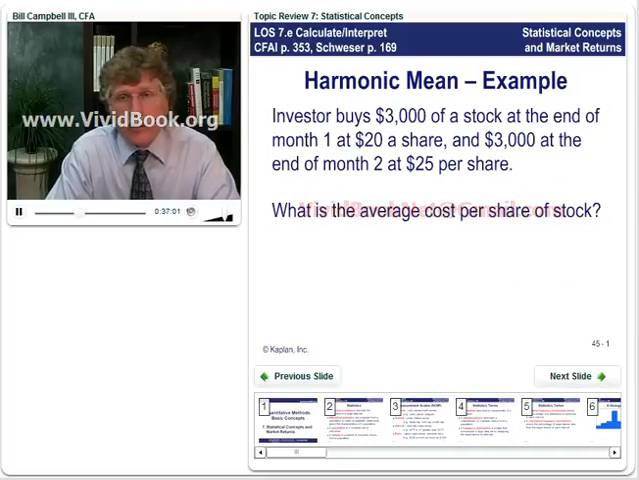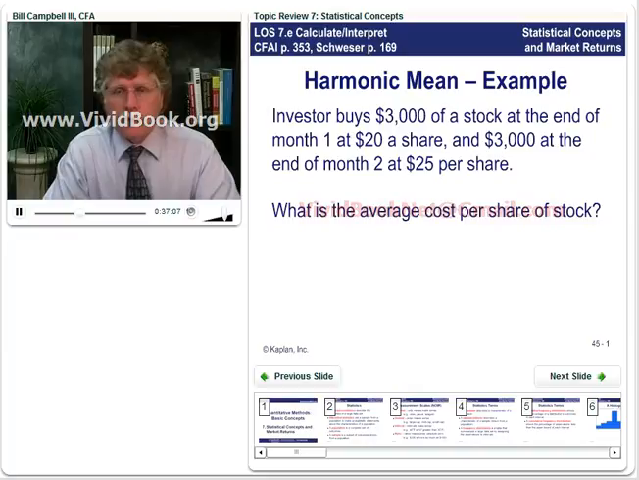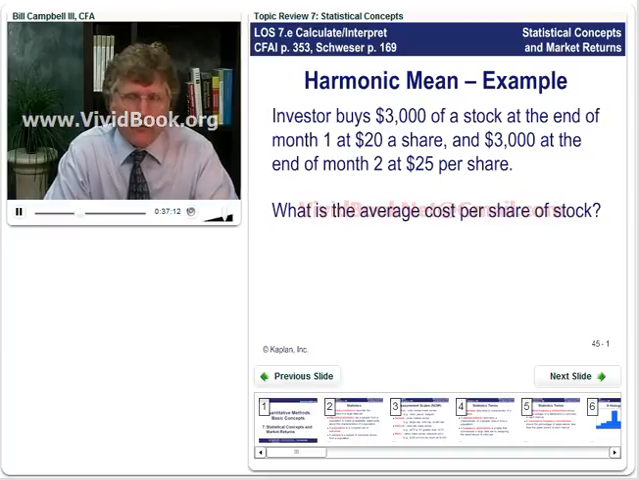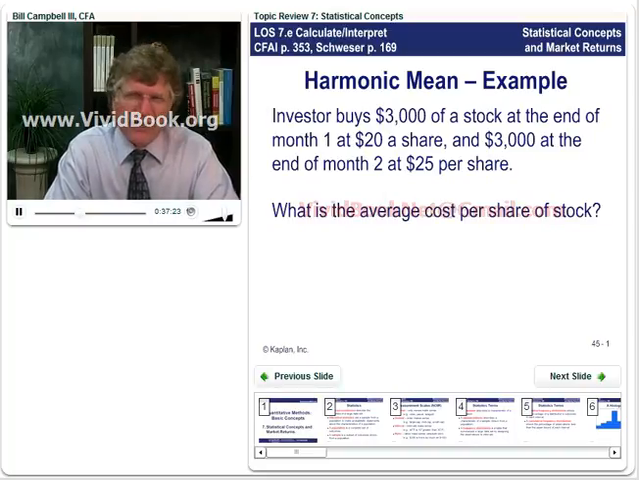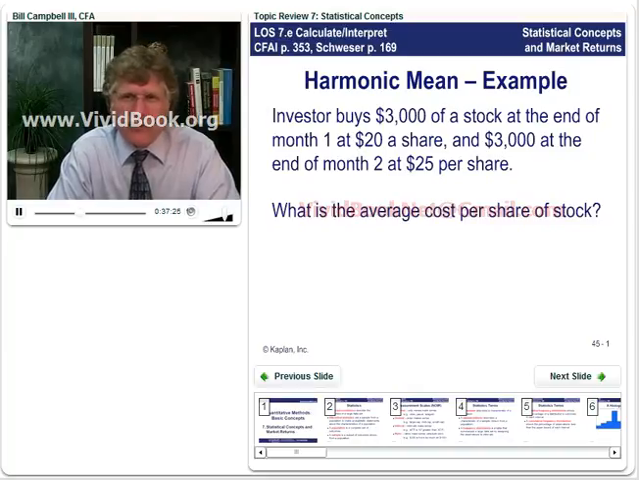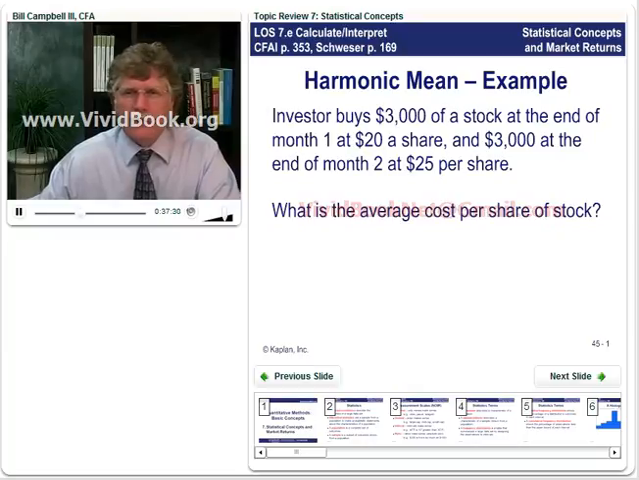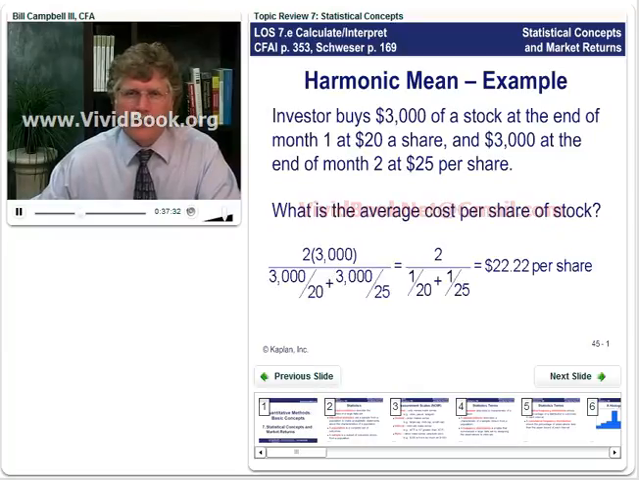Now, obviously, one way you could do this is you could figure out how many shares did we buy at $20 a share the first time, how many shares did we buy at $25 the second time, take our total of $6,000, divide by that total number of shares, that would give us the answer. But that doesn't give us a chance to exercise our skill at harmonic means. So we're going to use this as a chance to practice our skills.